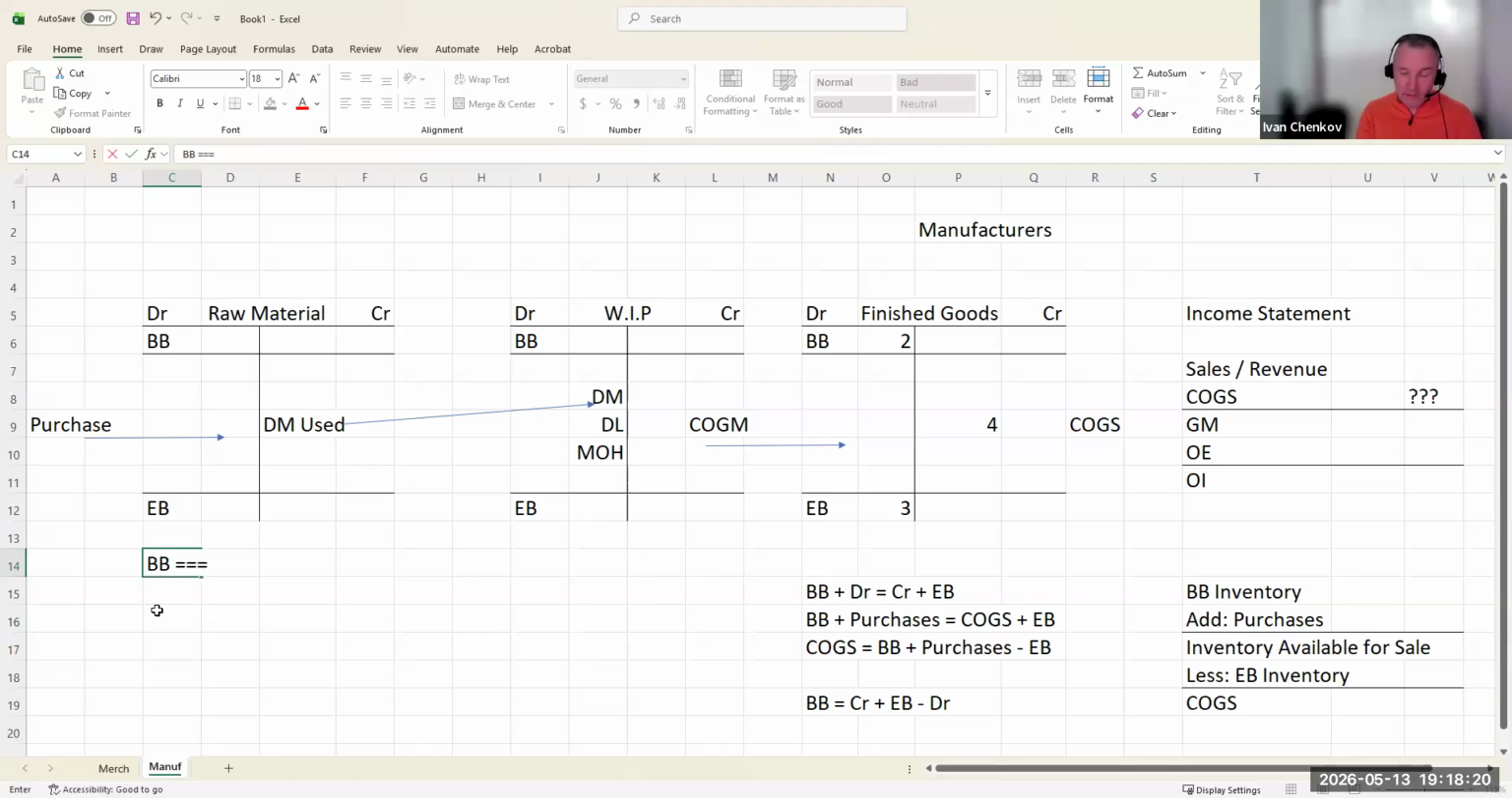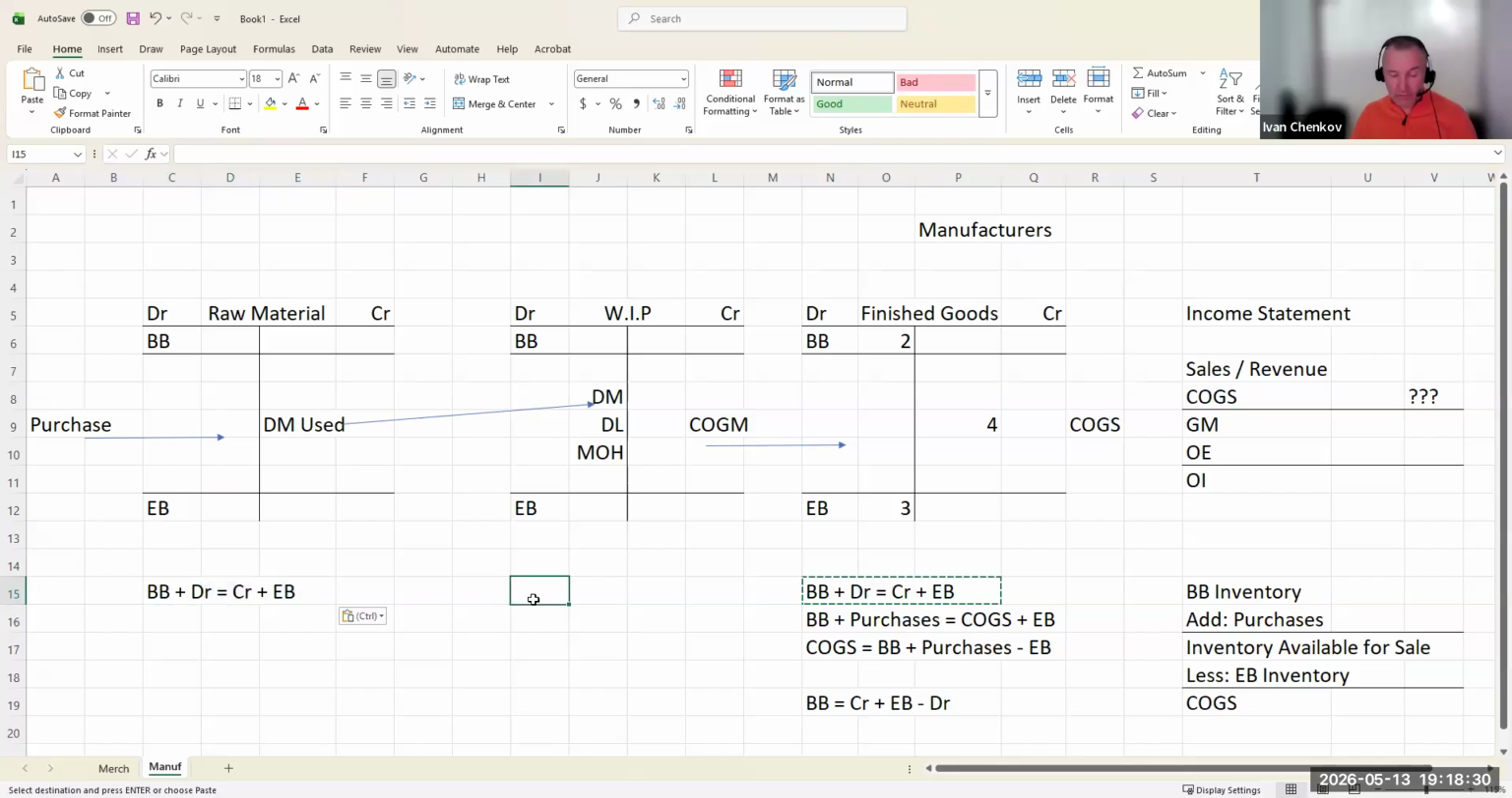Actually, before we do that, one thing that I want you to remember is that on all those accounts, since they are like the inventory account, the same formula applies. In all those accounts, we're going to have the same formula: beginning balance plus the debit is equal to the credit plus the ending balance. Again, beginning balance plus the debit equals the credit plus the ending balance.